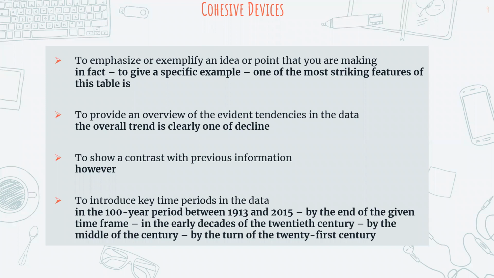Now let's talk a bit about cohesive devices. We need to discuss the function of each of the cohesive devices in the previous answer. If you want to emphasize or give an example, you could use "in fact" to give a specific example. You don't have to use "for example," it's overused. You need some other, stronger expressions, if I might say so. So "in fact," "to give a specific example," "one of the most striking features of this table is," and so on. To provide an overview of the evident tendencies in the data, you can say "the overall trend is clearly one of decline." So you are giving a general idea about the trend shown in the visual data. Maybe it's a table, a chart, a graph, and so on.